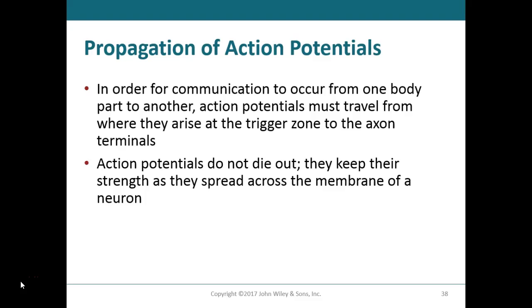If a neuron is going to communicate information from one body part to another, those action potentials have to travel down the axon from where they were triggered at the axon hillock to the axon terminals so that neurotransmitters can be released on the next cell and cause an action to occur. Unlike graded potentials, action potentials don't die out, so they keep their strength as they spread across the entire membrane of the neuron.